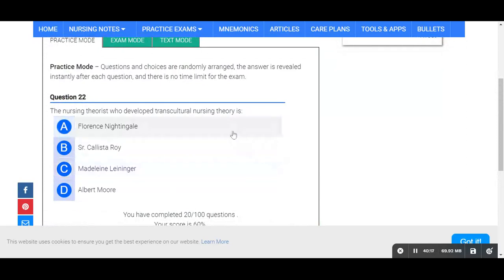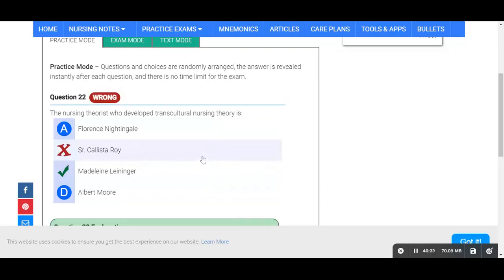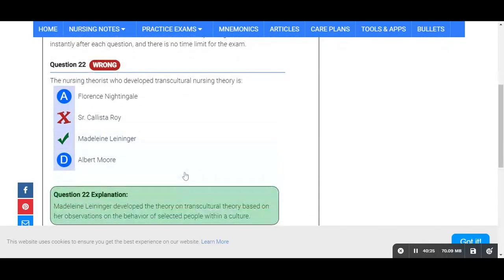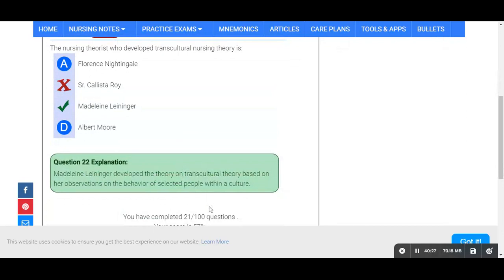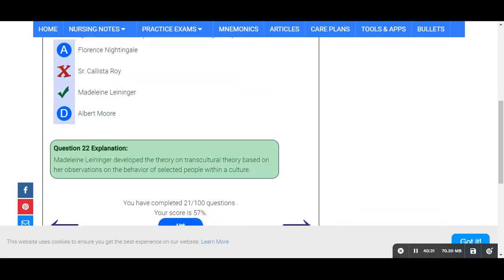The nursing theorist who developed transcultural nursing theory is, oh my gosh, I forgot it. I think it's Callista Roy. No, it's Madeleine Leininger, right. Madeleine Leininger developed the theory of transcultural nursing based on her observations. Okay.